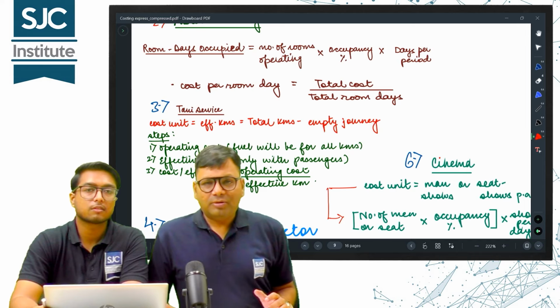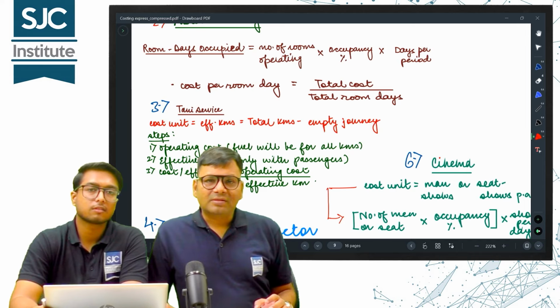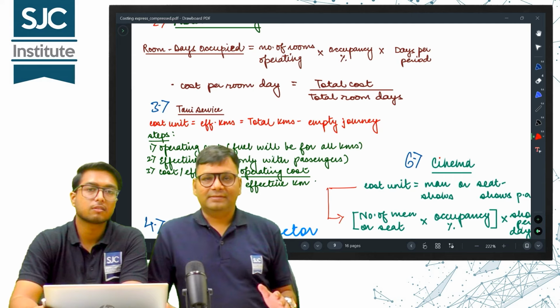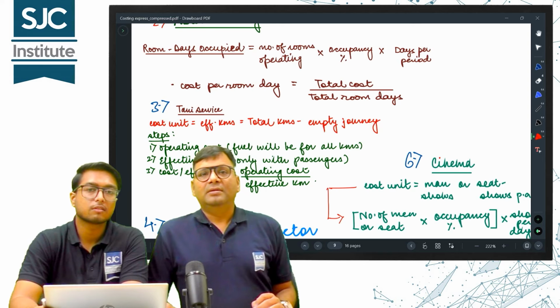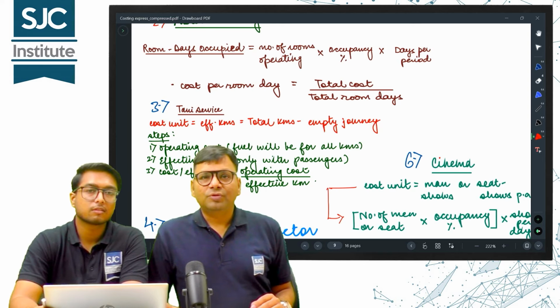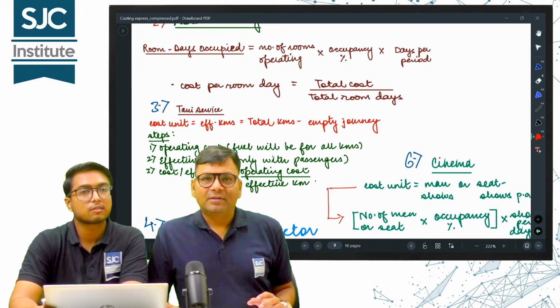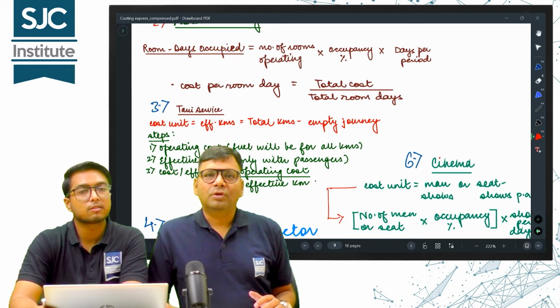You also need to remember here that some costs may be given based on room days. Example, lighting, power. These costs may be based on room days. That means the rate per room per day would be given to you in the question. You will multiply it with room days occupied to find out the total cost.